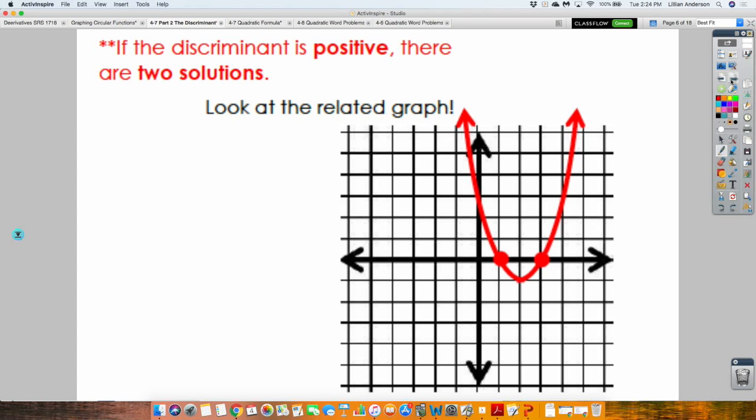What does that look like on your graph? It looks something like that. The graph actually crosses the x-axis at 2 points. The discriminant doesn't tell you what they are. It tells you how many you're going to have. I'll say that again. The discriminant doesn't tell you what the solutions are. It tells you how many you're going to have and what type. So if it's positive, you're going to have 2 real solutions. Does everybody understand that? The quadratic formula is what tells you what they are. The discriminant tells you what type. So if it's positive, you're going to have 2 real solutions.